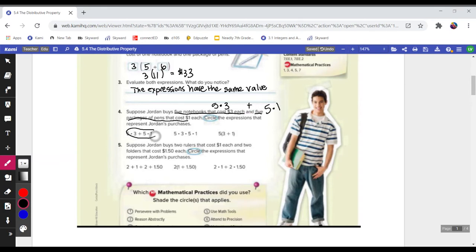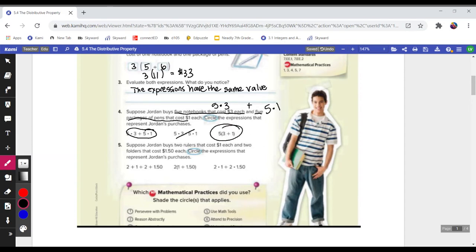So 5 times 3, and we're going to add those together. Ooh, here, that first one works. Well, the middle one doesn't because that's multiplying all of them, and that's not true. But the last one also works because it's 5 of each notebook and 5 of each pen.